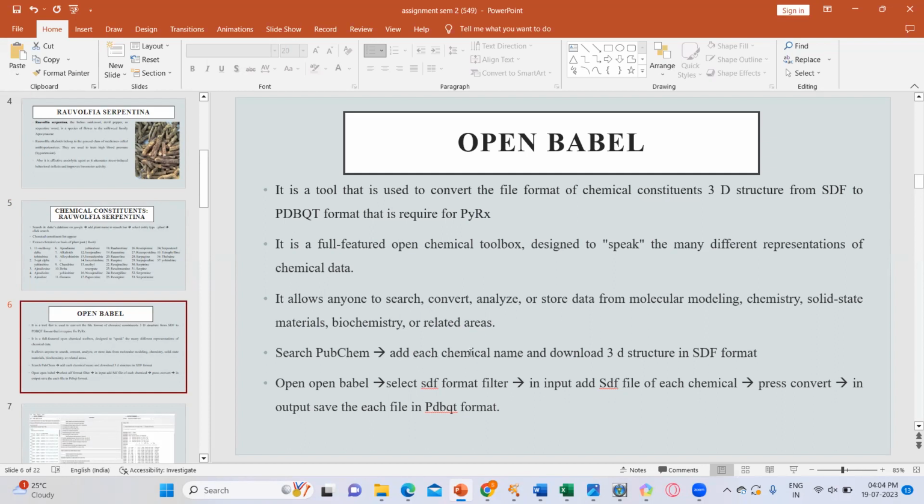In that, we have to add the chemical name and then download the 3D structure in the SDF format. Now we have to open the OpenBabel, and all these single chemical structures that we have downloaded in the 3D format are then converted from SDF format to PDBQT format by the process like this.